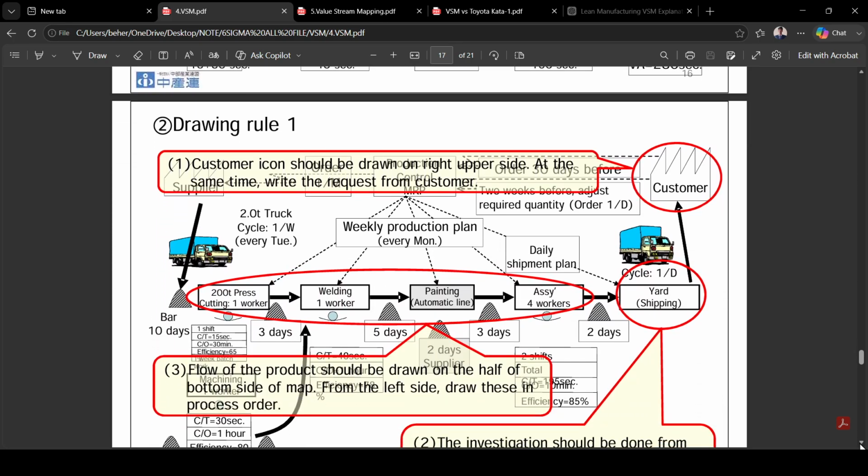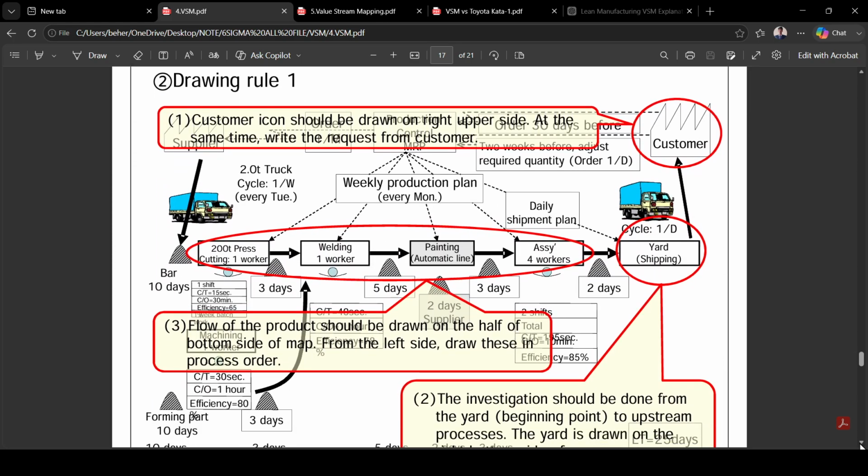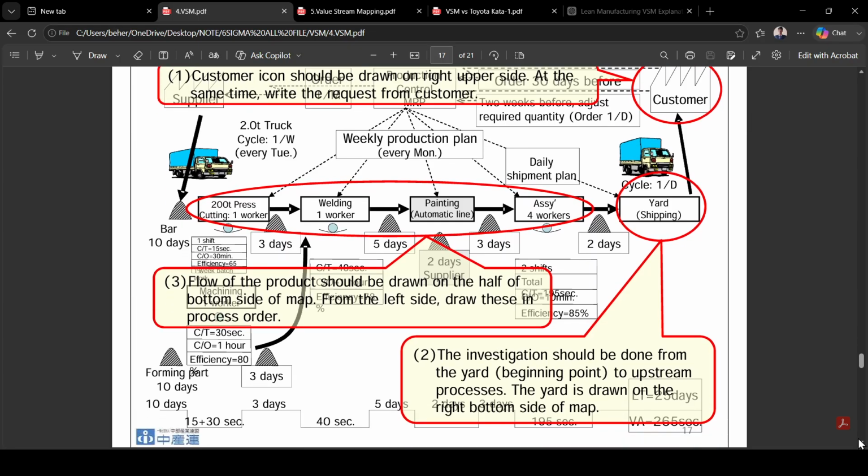Then drawing rule 1: the customer icon should be drawn on the upper right side, at the same time with the request from the customer. Then rule 2: the investigation should be drawn from the beginning point up to the upward process. The end should be on the right bottom side. The flow of product should be drawn on the bottom half of the map.